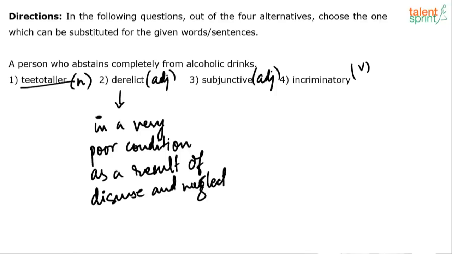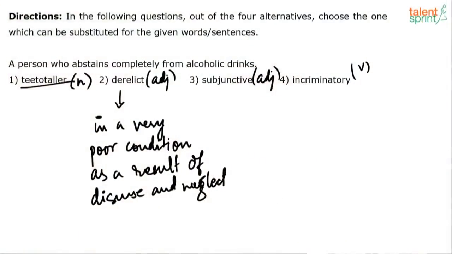Okay, so we can also say a derelict is a person who is in bad shape, or does not have a home, or lives on the street. Okay, now let's look at the next option.